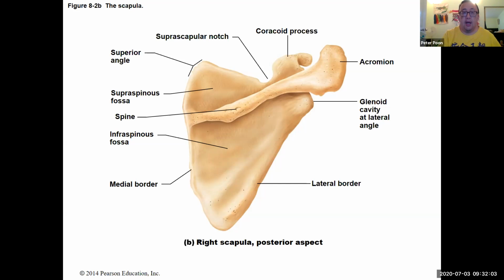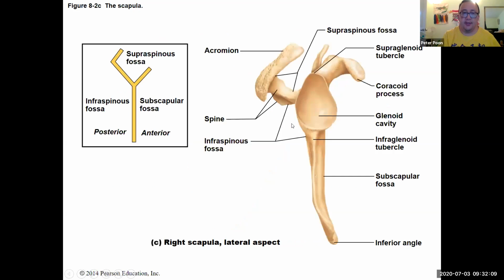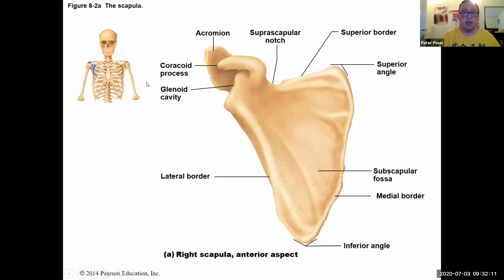There is one more big fossa, and you can see it here. Now we're looking at it from this angle. You'll be looking at the person, looking through the person right now. So that fossa is the subscapular fossa.